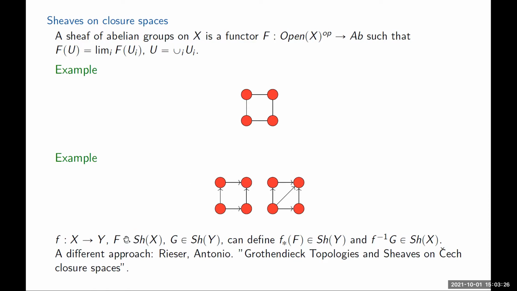And then, if you have a map between closure spaces, it is always true that inverse images of open sets are open. What's not necessarily true is that that requirement, inverse images of open sets are open, is not enough to guarantee continuity with regards to the definition I gave you of continuous maps. But because you still have this, that inverse images of opens are open, you can still define the direct image and inverse image functors on sheaves.